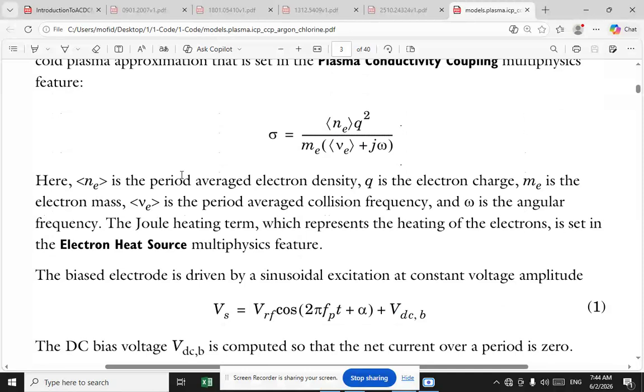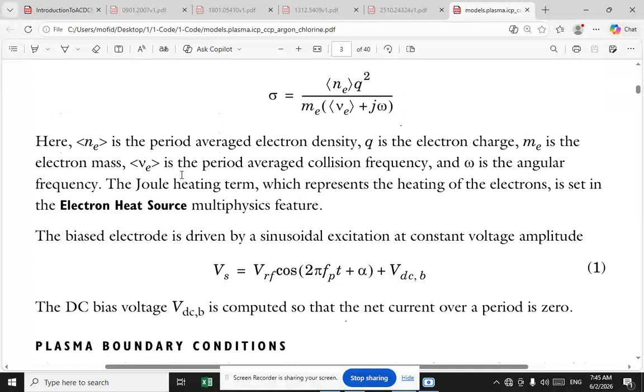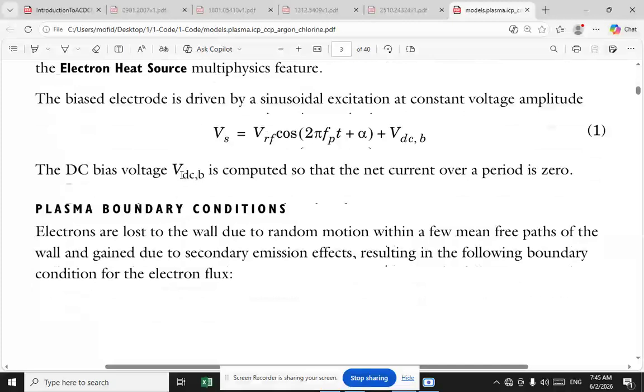The Joule heating term, which represents the heating of the electrons, is set in the electron heat source multiphysics feature. The bias electrode is driven by sinusoidal excitation and constant voltage amplitude: Vs = V_RF cos(2π f t + α) + V_DC,B. The DC bias voltage V_DC,B is computed so that the net current over a period is zero.